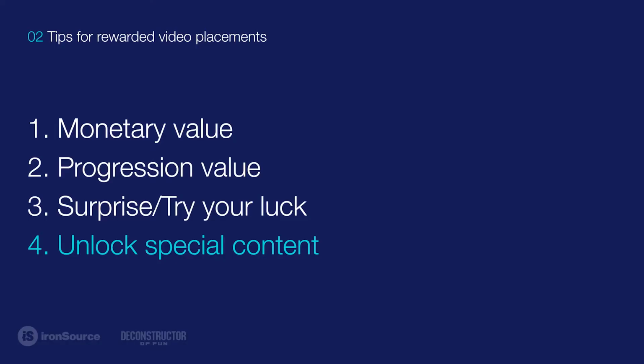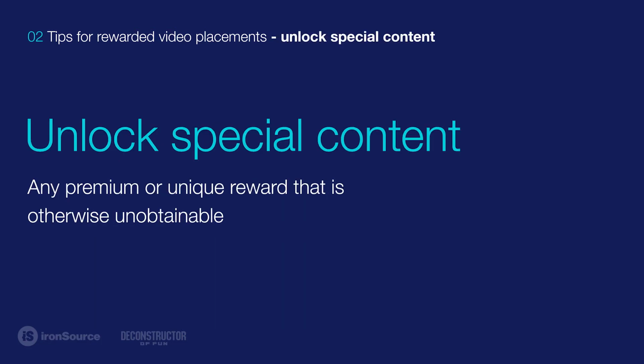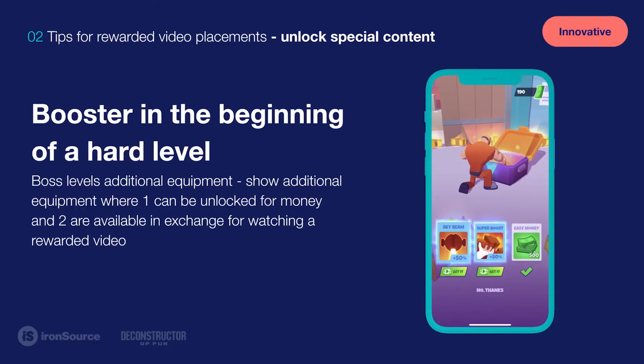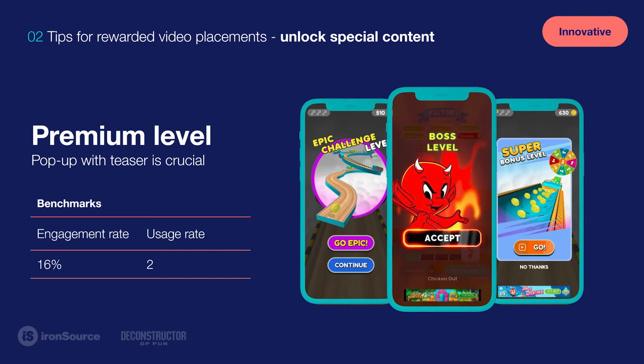And the last one for the rewarded video group is the unlock special content, and this is something very new and very, very effective. So it's basically a premium, unique reward that is only obtainable through rewarded videos. So we created the content especially for RV. An example of it is a booster in the beginning of a hard level or a boss level. So these are boosters that you need in order to win this level. One of them will be given for free, and the other 2 you can only get if you watch a video. The second type is the premium level.